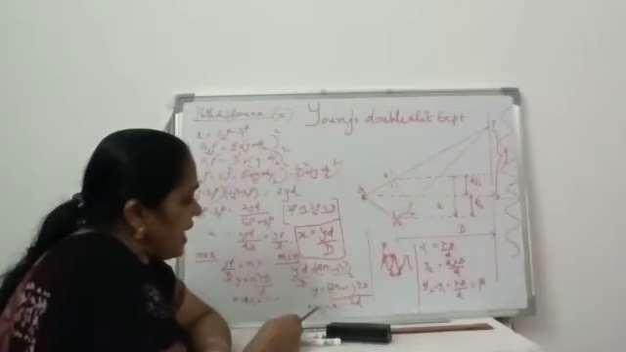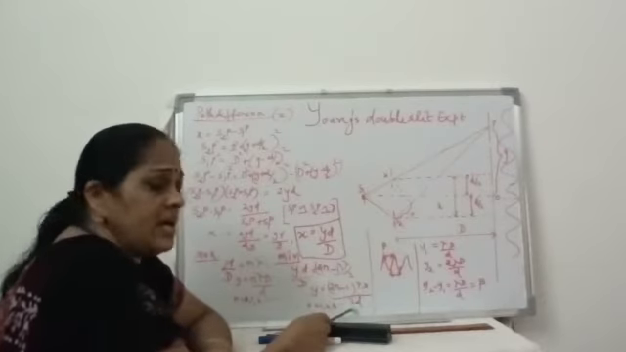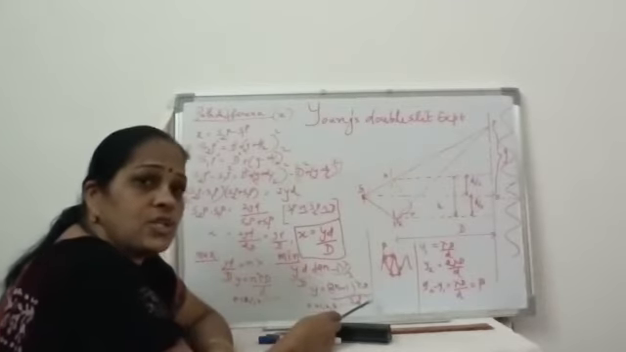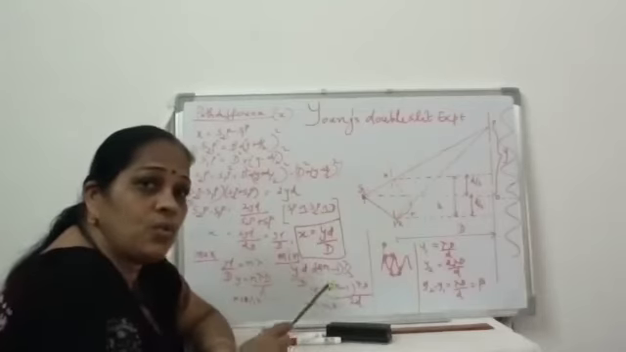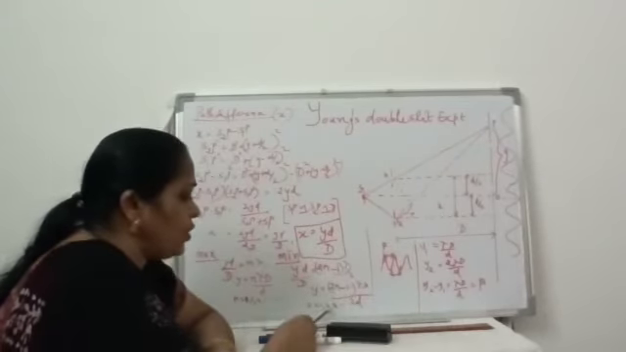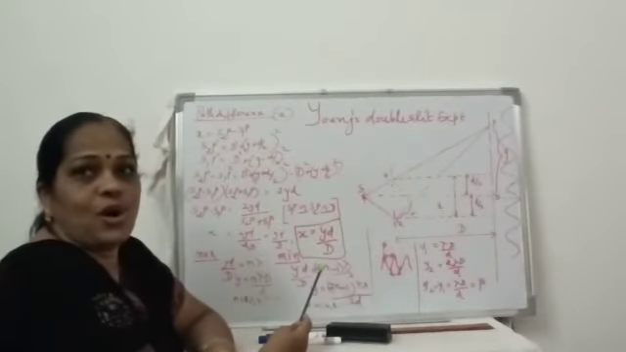You substitute n equal to 1, you get y is equal to lambda D by 2d. When n equal to 2, you get 3 lambda D by 2d and so on. When n equal to 1, it gives the position of the first minima. When n equal to 2, it gives the position of the second minima and so on.